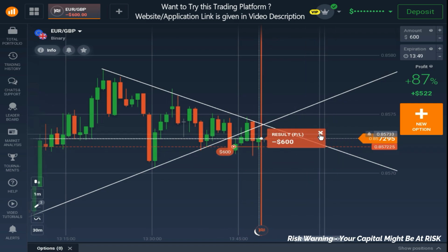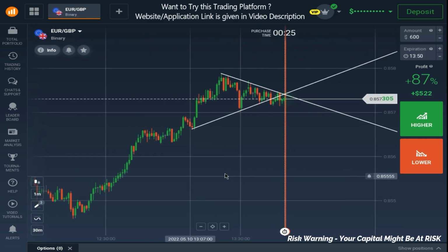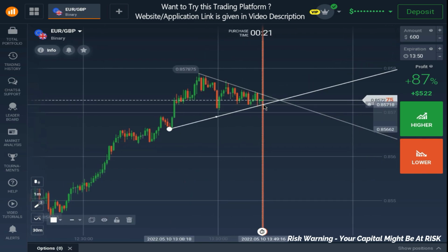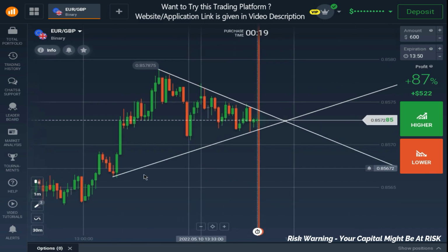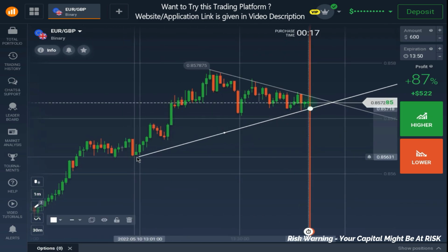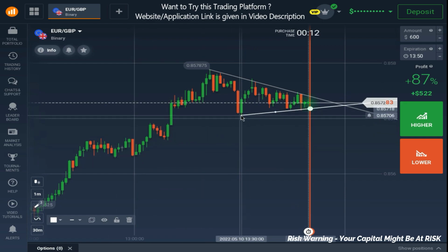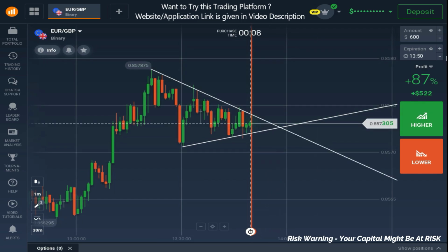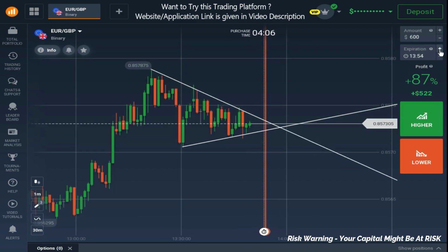Unfortunately, we have lost this trade, so let me explain the trading setup. But first, let me draw some key levels because I'm planning to take one more trade. So okay, this is the setup.